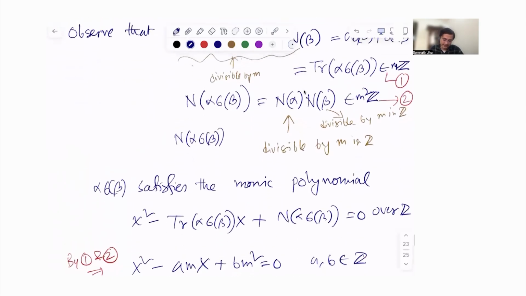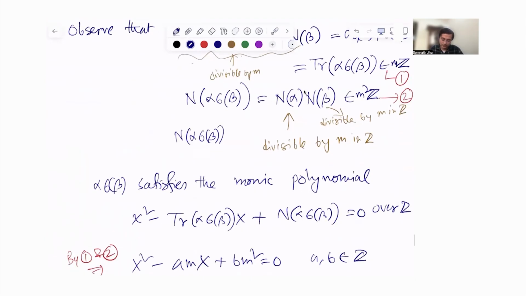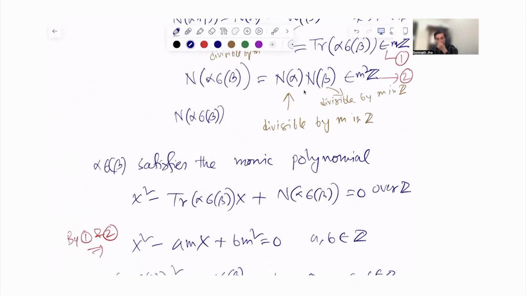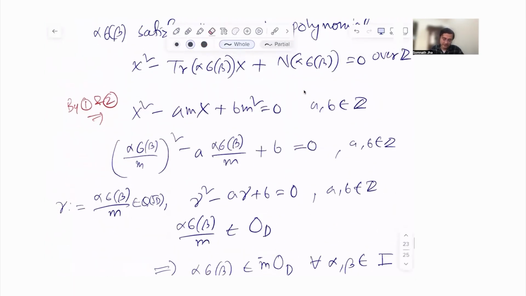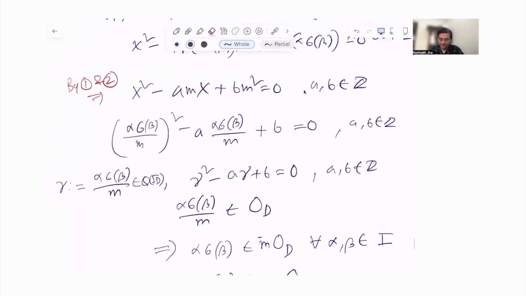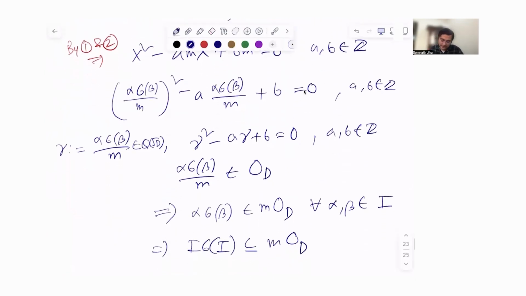So any algebraic integer satisfies x squared minus trace times x plus norm of that algebraic integer equal to 0. So we wrote down that equation. Because it's of the form am and bm squared, for this algebraic integer alpha times sigma of beta, it turns out alpha times sigma of beta divided by m is also an algebraic integer. And of course, it is in Q(root d), so it is in O_D. So that means alpha times sigma of beta is a multiple of m inside O_D. So it is true for all such alpha, beta in I times sigma I. So for finite sums it is true. So I times sigma I is contained inside O_D. The other part was easy, so that was the equality.